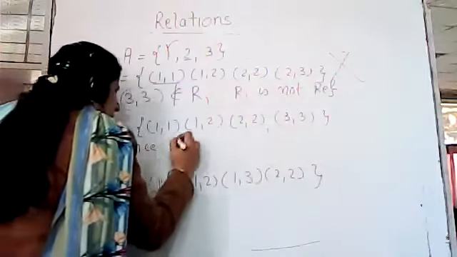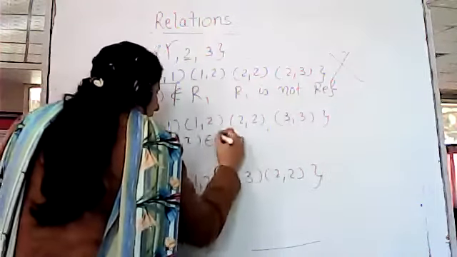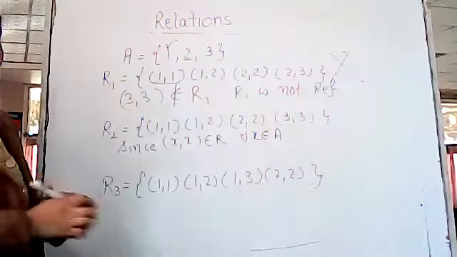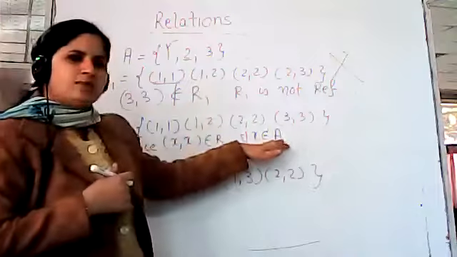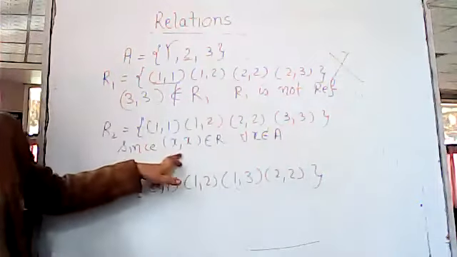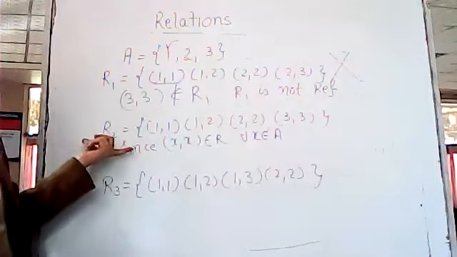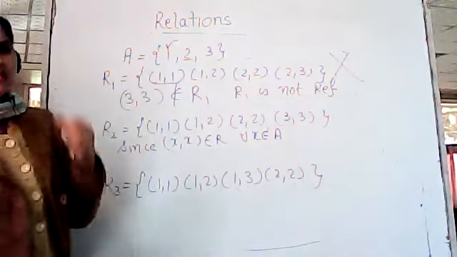Since (x, x) belongs to R for every x belongs to A. If we consider any element from set A, this condition is always satisfied. It means relation R2 is a reflexive relation.